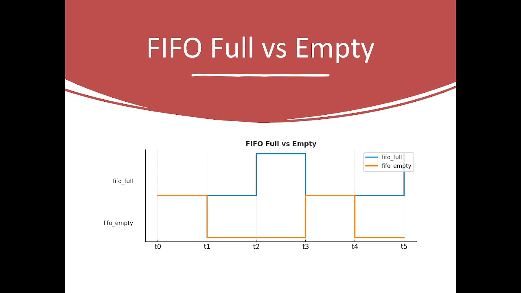And at the same time, let's talk about the FIFO full and empty signals. They should never be asserted at the same time. This property checks for mutual exclusion. If both are high, it indicates a serious bug, and assertions make sure the conditions are continuously monitored.